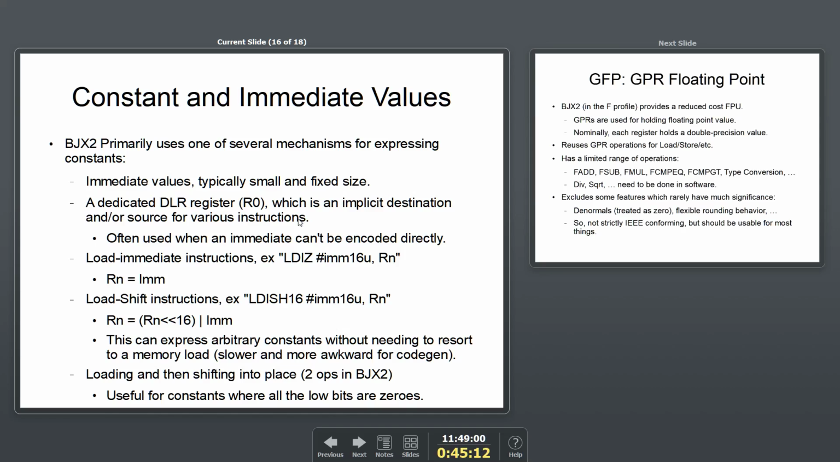In terms of the encoding, R0 and R1 are also used to encode the PC relative and GBR relative memory access modes, so effectively they can't be used directly as memory bases either, and thus are special. These are often used when an immediate can't be encoded directly, as noted.